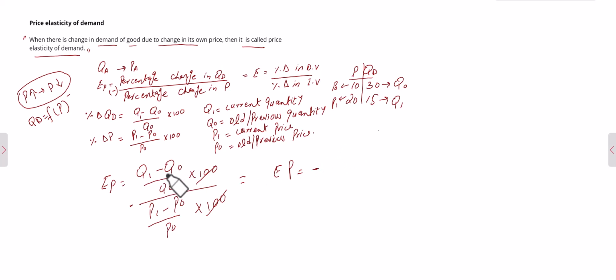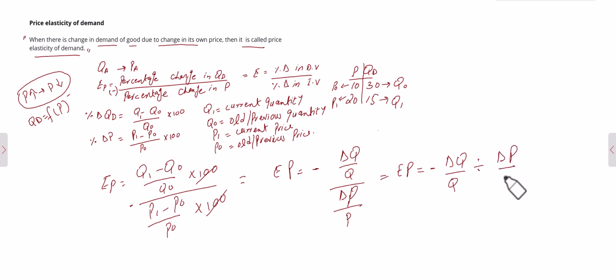So this Q1 minus Q naught is showing change. So we can write it as delta Q upon Q. Similarly, this P1 minus P naught, current minus previous value, will give us the change in price, and we can also write it as delta P upon P. So EP is equal to change in Q by Q divided by change in P over P. When we convert this divide sign into multiplication, then this whole thing will reverse, so P upon change in P.